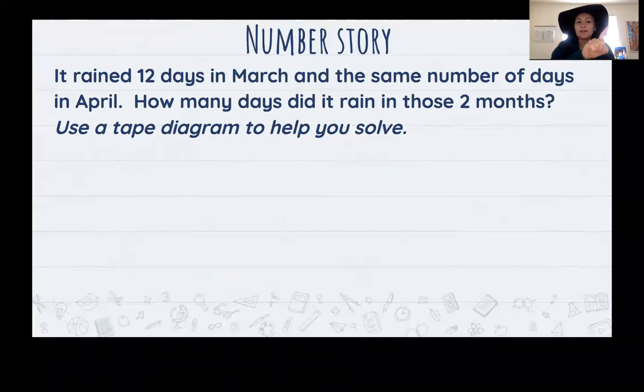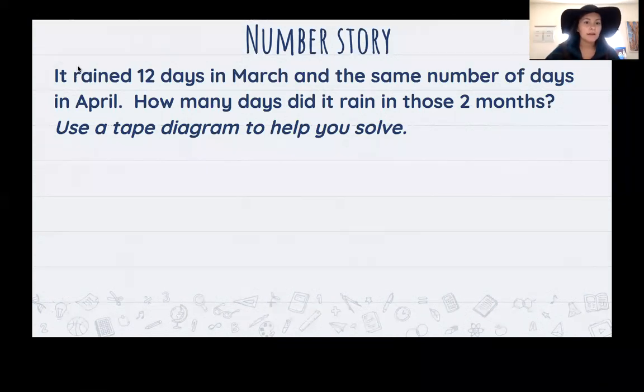The word is it. It rained 12 days in March and the same number of days in April. How many days did it rain in those 2 months? Use a tape diagram to help you solve. Go ahead and pause the video and read that one more time to yourself.